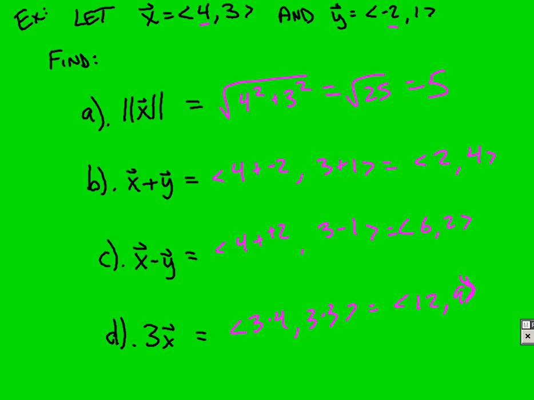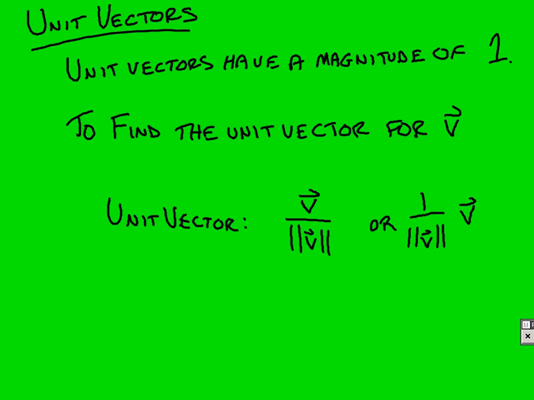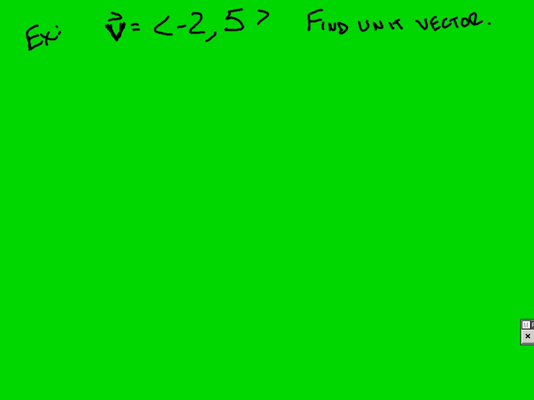But the other part that's real big right now is the idea of a unit vector. A unit vector is just a vector that has a magnitude of 1, and we find what the unit vector is by taking a vector and dividing it by the length of that vector. So the way we'll do that here is, say we have a vector, negative 2, 5, and we need to find the unit vector for it.